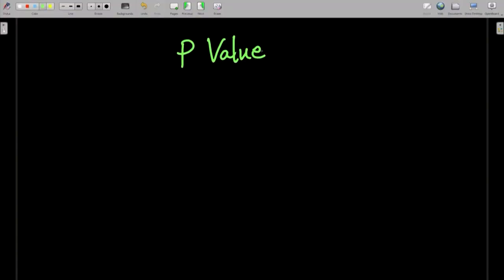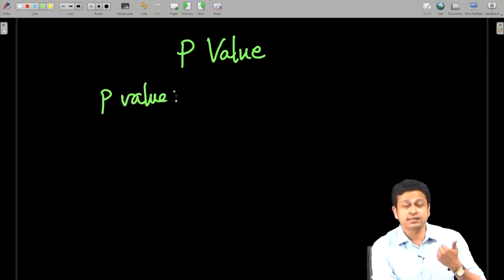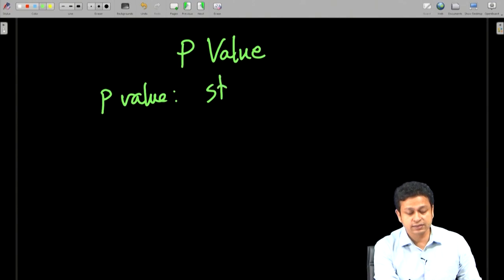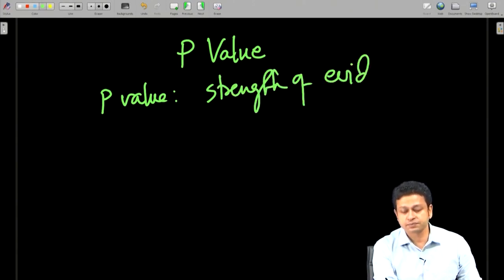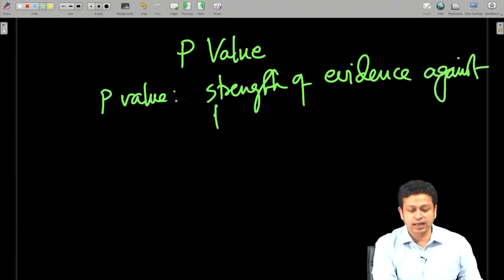Now, let's say I can define p-value as, we call it the strength of evidence against the null hypothesis. I repeat, p-value is the strength of evidence against the null hypothesis.